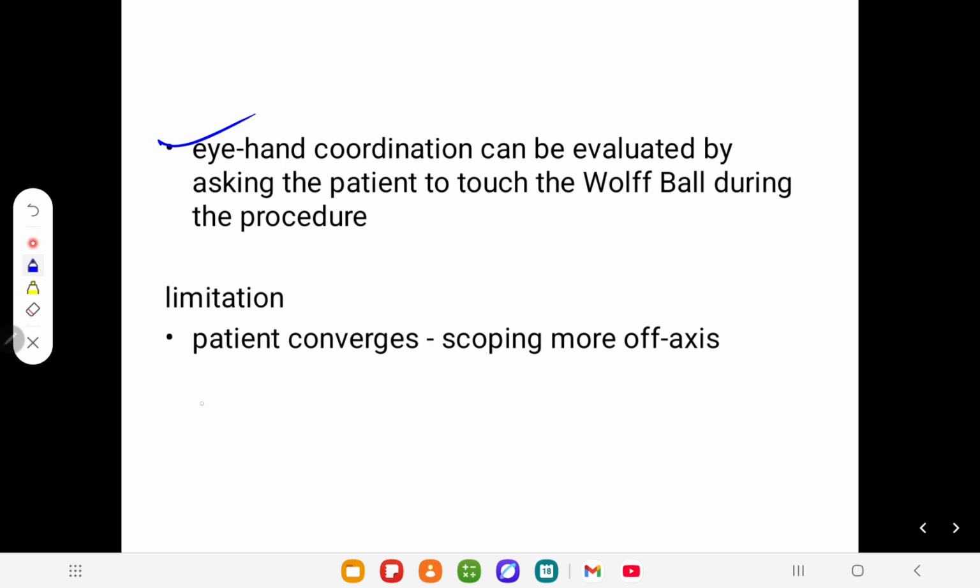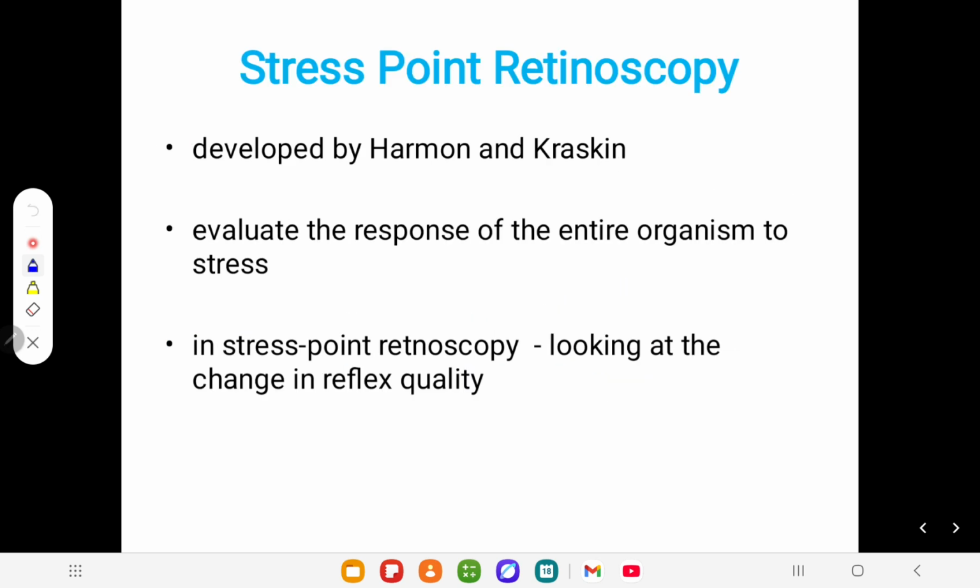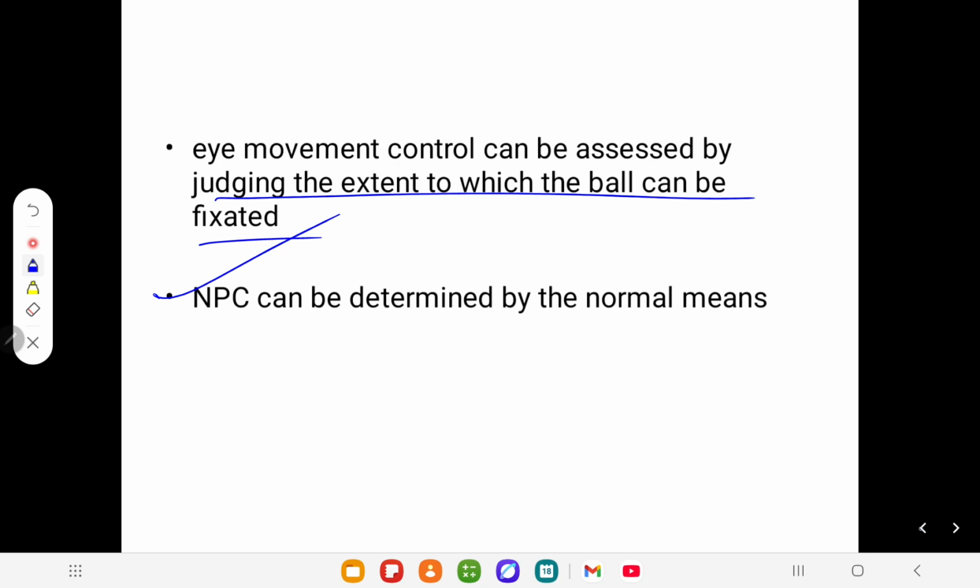The limitation is that the patient converges, so the scoping may be more off axis. It can happen, can't it? If the patient is converging more, our retinoscope is not at the center but at the periphery, so in that case the retinoscopy can be off axis. That's the limitation. Now, let me finish it first.